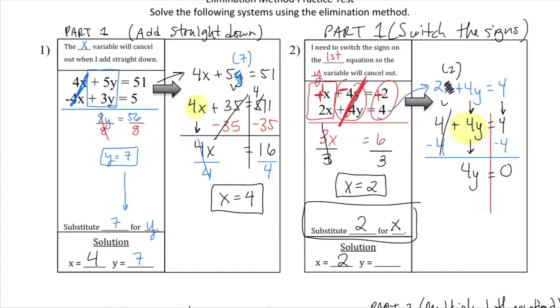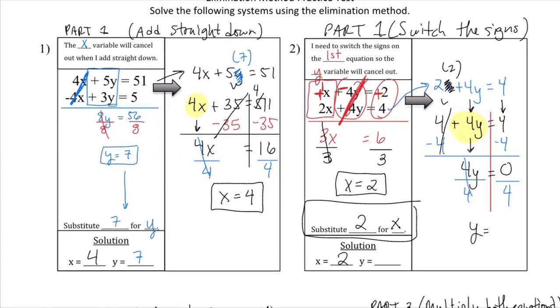Interesting. So now I'm just going to solve it. I'm multiplying by 4, so the opposite would be to divide by 4. So y equals 0 divided by 4. That is 0. Check your answers there: 2 and 0. So we just had to switch the signs on that one. All right, that's 1 and 2.